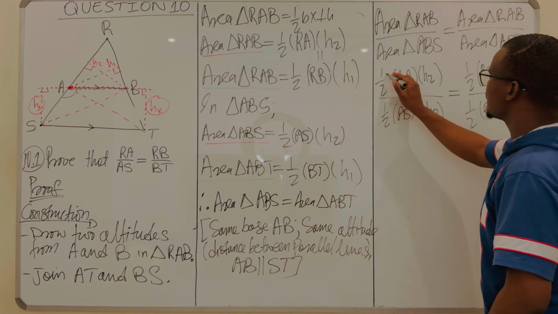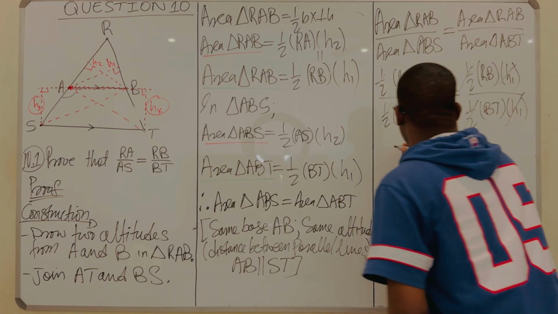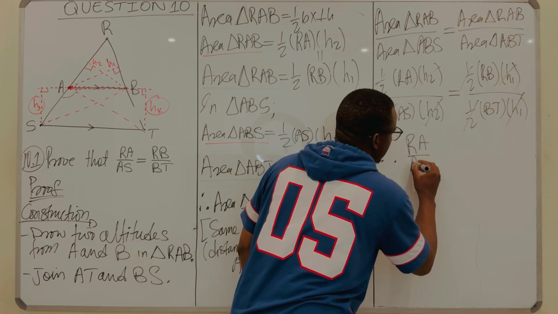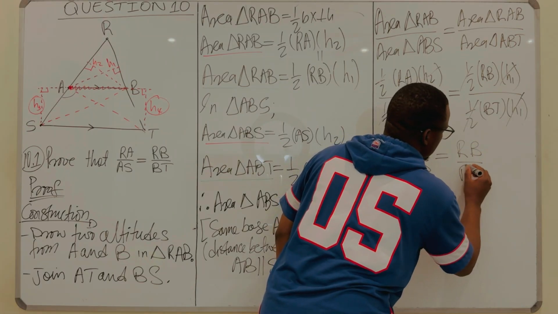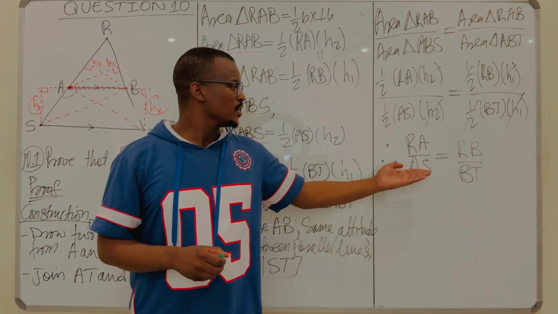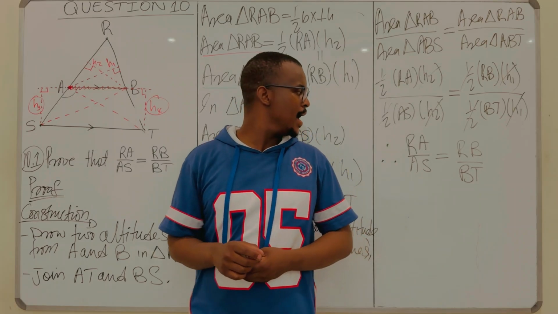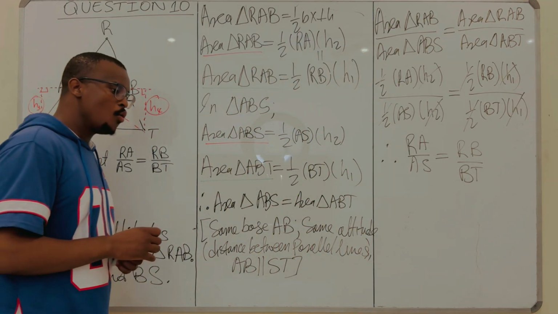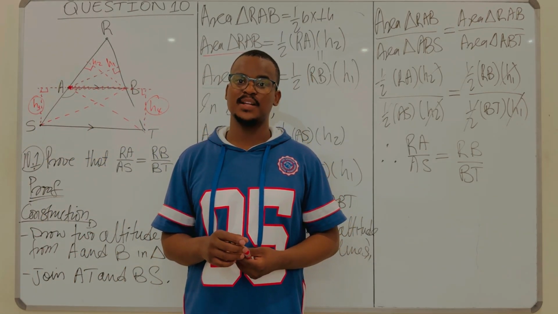If you simplify, this and that go away, this and this go away, this and this go away. Therefore, what you are left with is your RA over your AS, which is the same as RB all over BT. So this is what they wanted to prove, which I believe is this one over here. Yeah, it looks like it. And this is how I would have done this. And I hope it does make sense to you as it does to me. I think I'm done with it. I tried to explain it as much as possible.